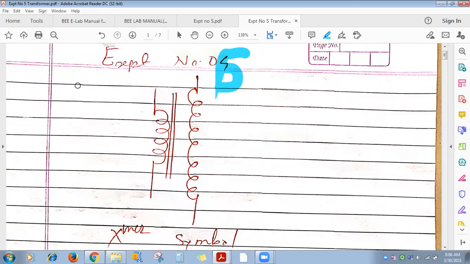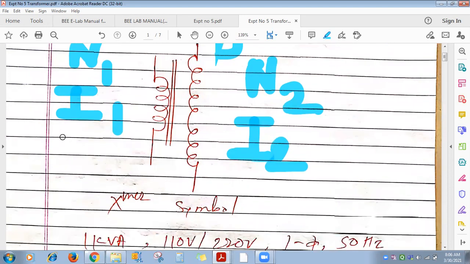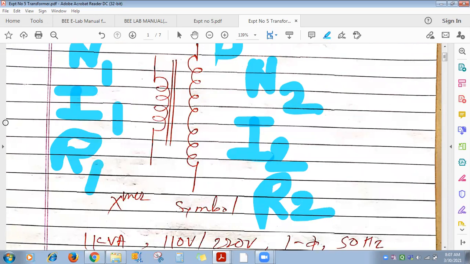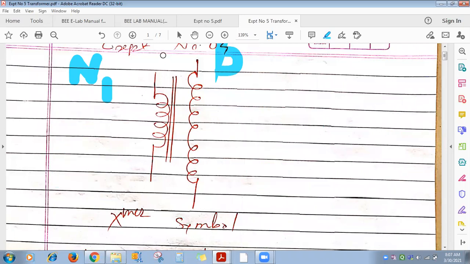Now, turns on the primary side are denoted as N1, turns on the secondary as N2. Current flowing through the primary winding is denoted as I1. Current flowing through the secondary winding is denoted as I2. Resistance of the primary winding is R1 and resistance of the secondary winding is R2, both made up of copper. So N1, I1, R1 and N2, I2, R2 are primary and secondary side parameters. So this is the symbol of the transformer.